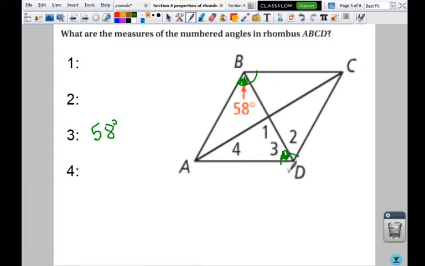And let's keep looking. We just said that if you have a rhombus, diagonals cut the corners in half. So if 3 is 58, so is 2. 2 is also 58. It's rhombi or rhombuses. Really? Rhombuses, that's what it says. And number 4 would be 120. 122.